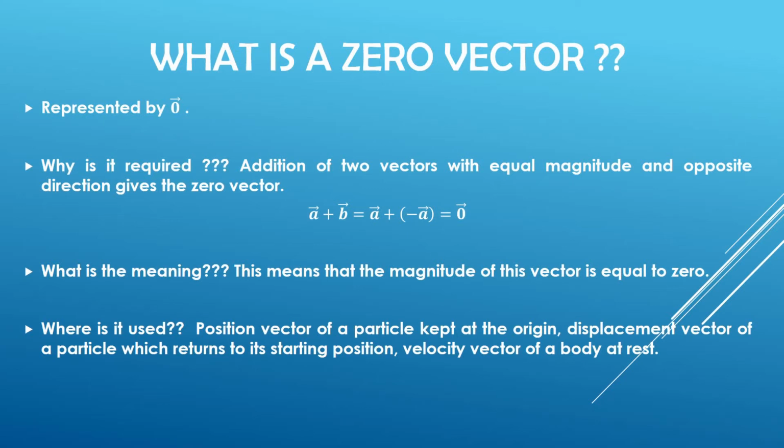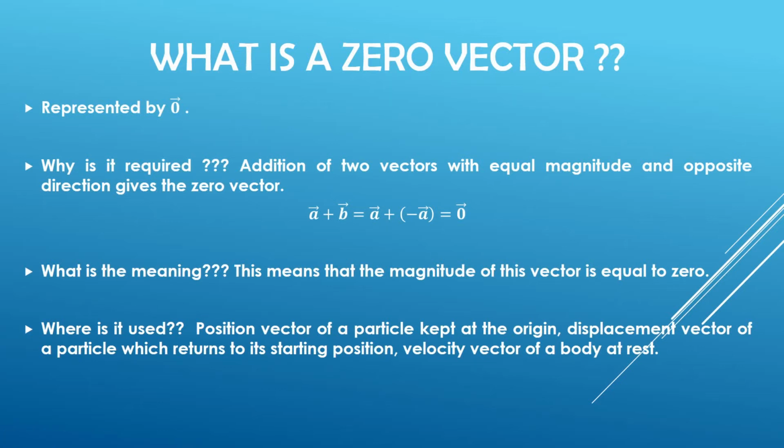As we have already seen, a vector has a direction and a magnitude, and the addition of two vectors of equal magnitude and opposite direction is where it is required. See, a vector plus b vector, and if b vector is of equal magnitude with a vector and has an opposite direction, I can write b vector as minus a vector, and if I add these two, it will give me a zero vector. It is also known as a null vector. As I've already said, the magnitude is 0, but it has a direction.